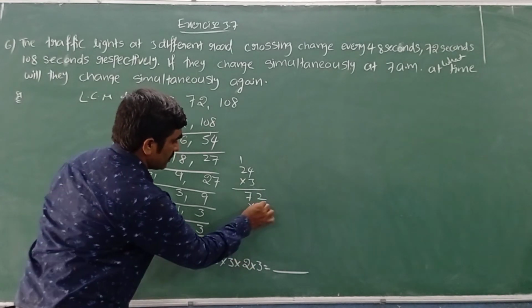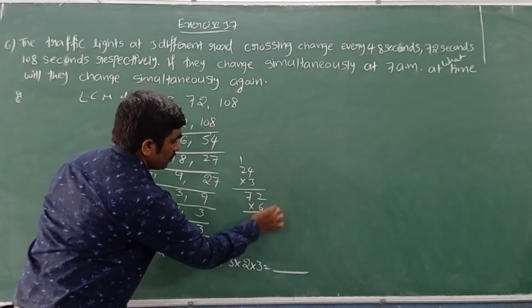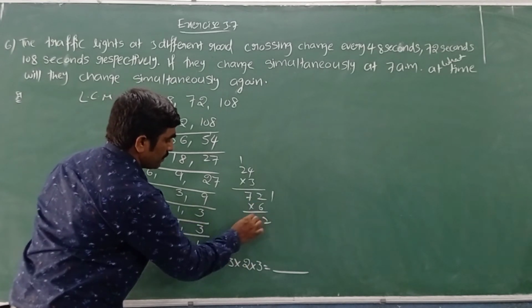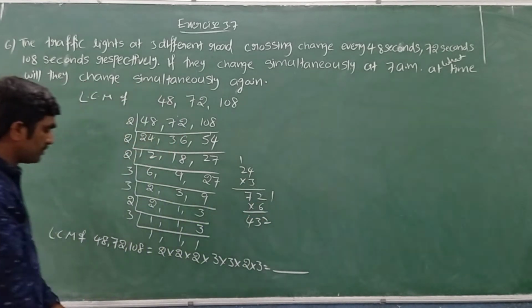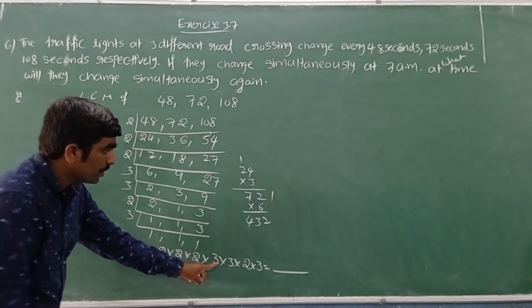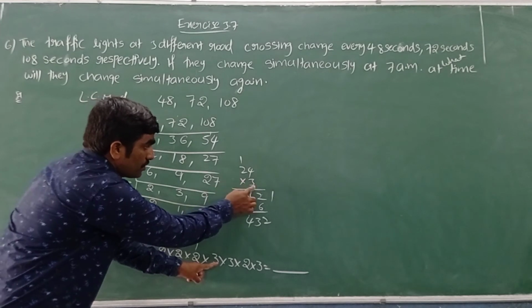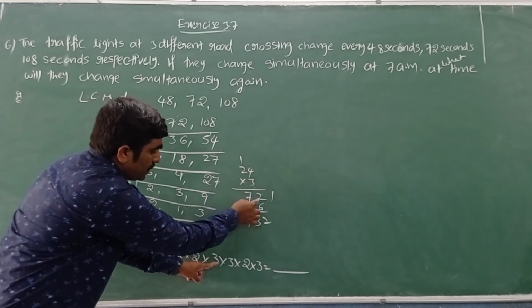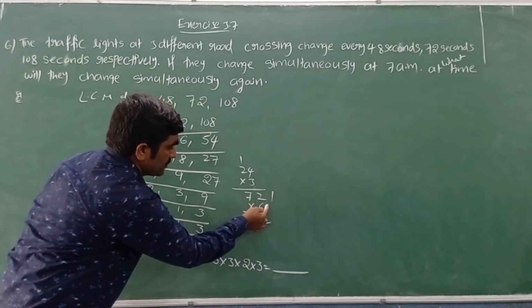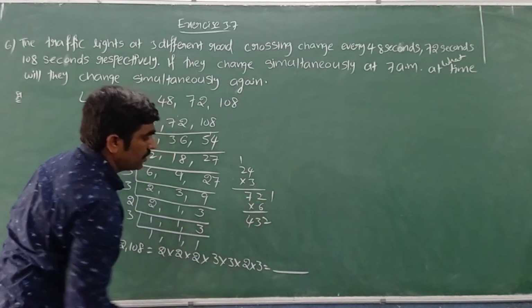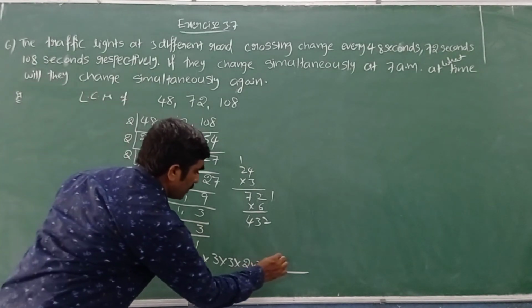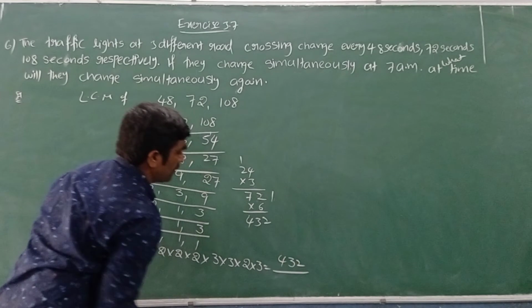Multiply with 2: 72 into 6, 6 2s are 12, 2 1, 6 7s are 42, 42 plus 1, 43. Yes, I got 432. The LCM value is what? 432.